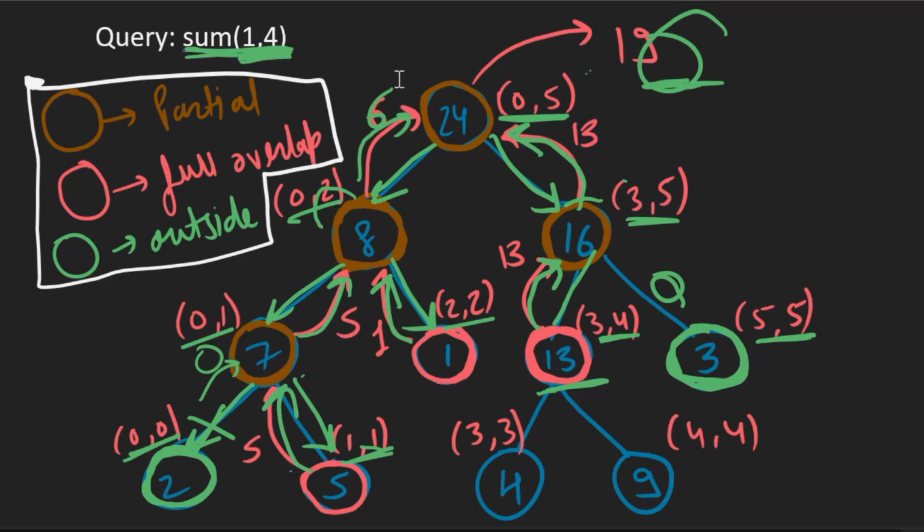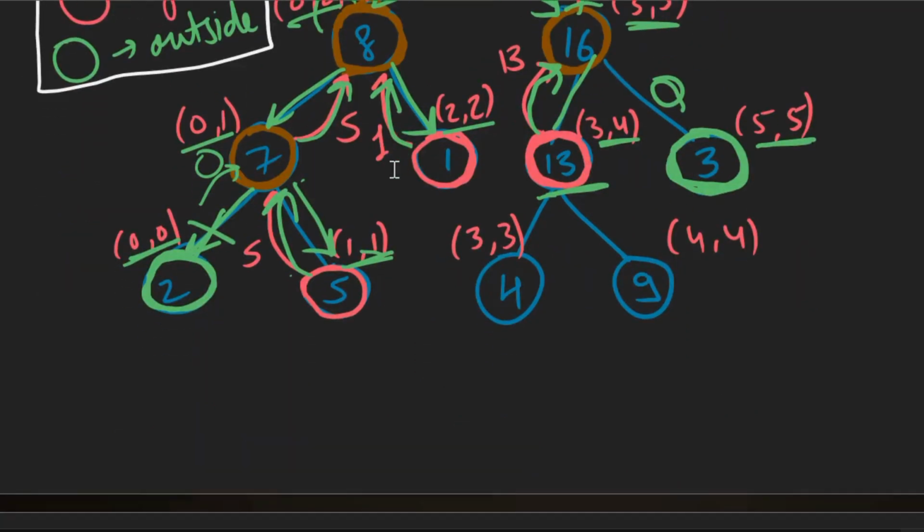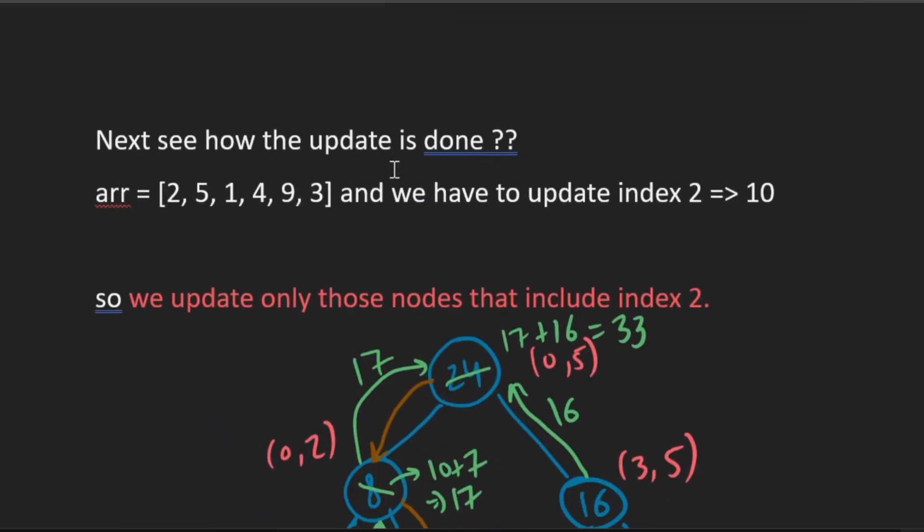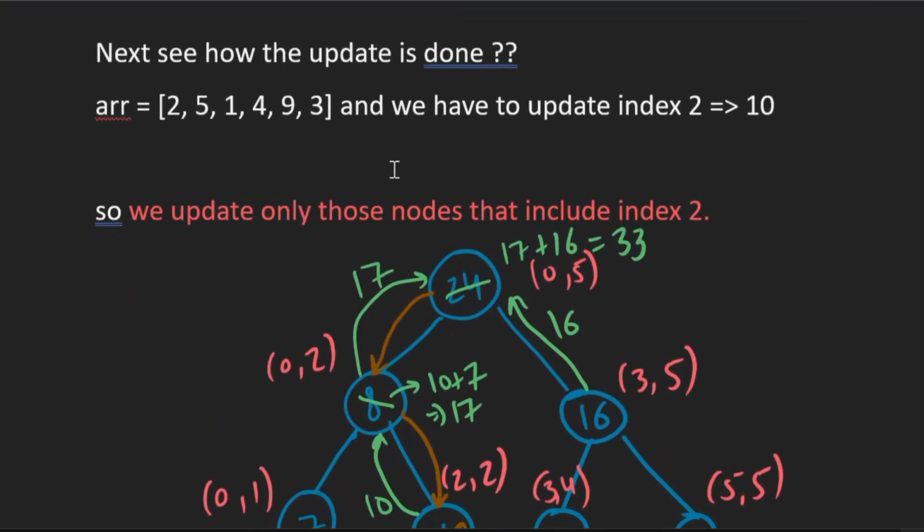Right? So we have seen how the query part is done. Now we have seen how we build the tree, and we have also seen how the query part is done. Next what we'll see is how the update part is done, right? Suppose we have taken the same array, 2 5 1 4 9 3, and now we have to update the index 2 to 10, right?